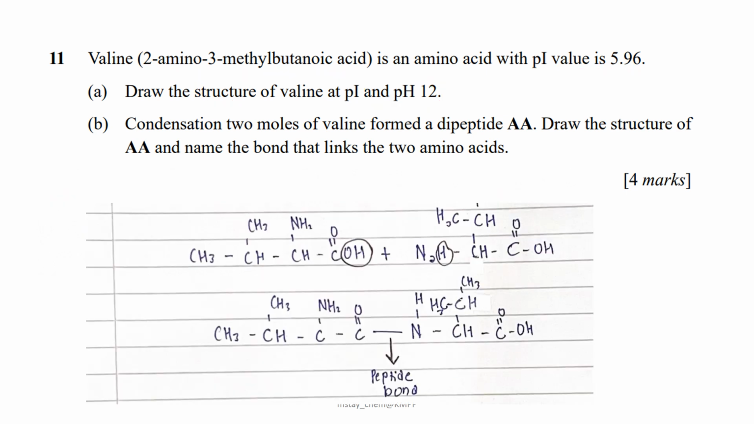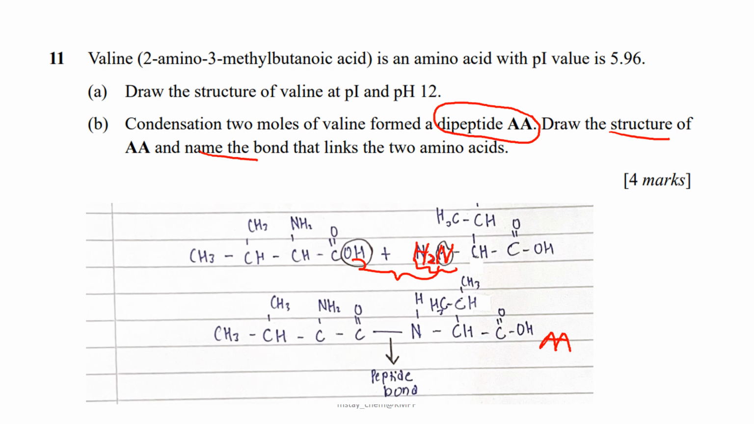Okay, let's proceed to the last question, 11b. Condensation of 2 moles of V will form dipeptide AA, and then the question asks us to draw the structure AA and then name the bond. So basically these two are the amino acids, and they will react with each other to form a dipeptide. After forming the dipeptide, do remember to label the dipeptide as AA. Just want to emphasize over here. So for this one, better we write N bonded to the carbon, and then H2 is over here.